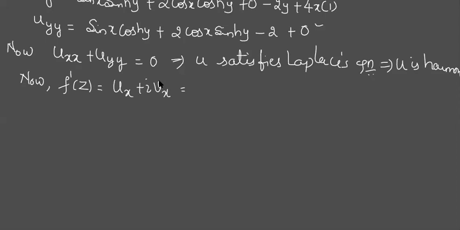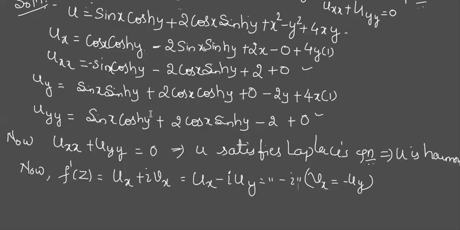f dash of z is ux plus ivx. Now we know ux. We don't know what vx is, so let us use the CR equation. What is vx? Minus uy. So this is minus i uy. Now these two values are there with us. Let us substitute. This is lengthy, so I'm just asking you to do it. Substitute for ux and uy. See, these expressions are there. Hopefully you can understand this part.